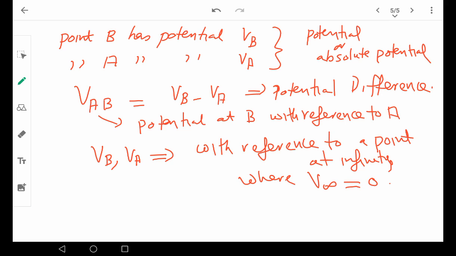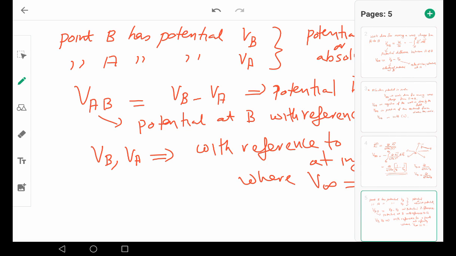So we define the potential difference like this: VAB is VB minus VA, that is the potential at B with reference to the potential at A. But when we say VB or VA, what we mean is that the potential at B is VB with reference to a point at infinity where the potential is 0. Similarly, VA is the potential at A with reference to a point at infinity where the potential is 0. That's how you find out the thing. Understand?